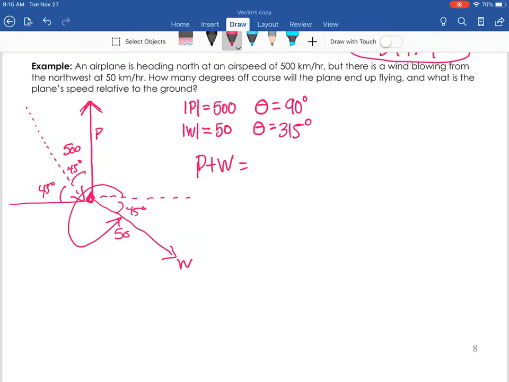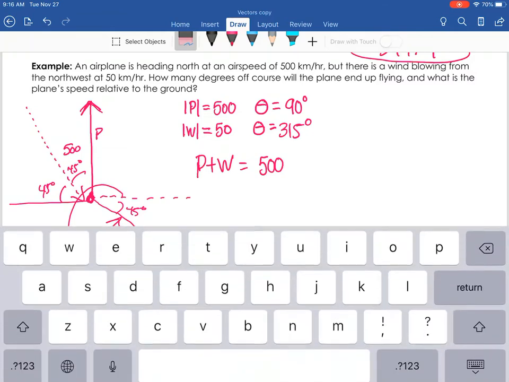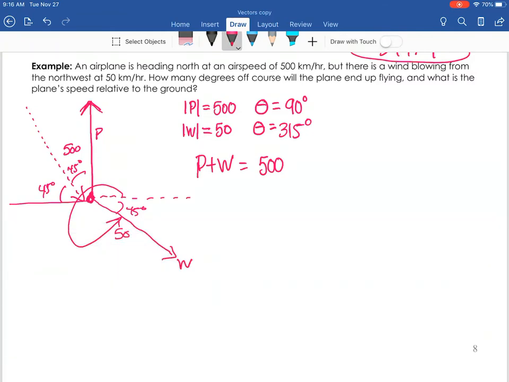For P, I don't have a horizontal component, right? P is straight north. So I'm not going to have any I component for this. So it's just going to be 500, whoops, I want sine. Sine of 90 degrees J. That's my vector for the plane because I have no horizontal component. It's straight north.